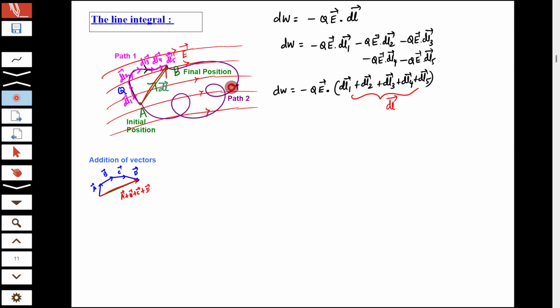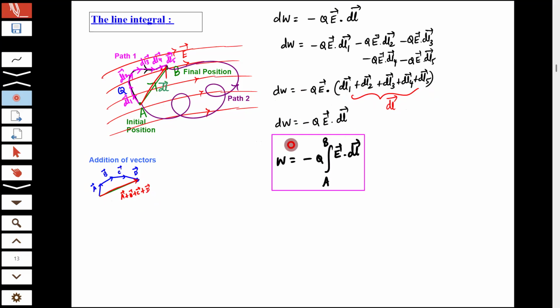In a similar way, if we consider the addition of dl1, dl2, dl3, dl4 and dl5, the addition of all these 5 line segments will result in the straight line displacement from A to B, which is nothing but dl. So I can replace this summation dl1, dl2, dl3, dl4 and dl5 as dl simply, and thereby we get the differential amount of work done as minus qE dot dl. We get the net work done by performing integration over this entire length, with the initial position as the lower limit and the final position as the upper limit.